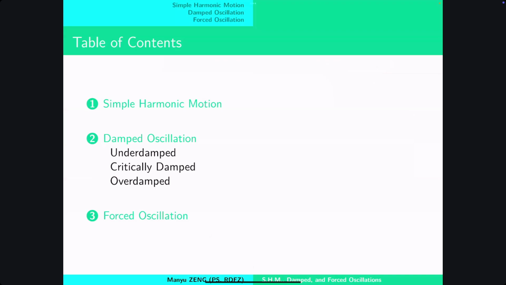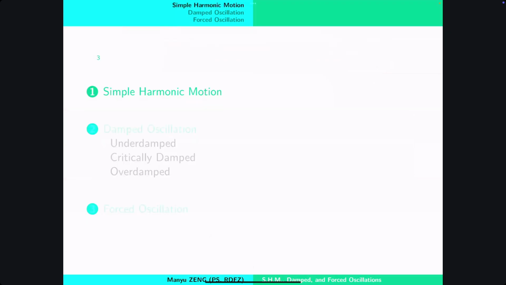So this is my table of contents. First, we will introduce three types of oscillations. The first one is simple harmonic motion, which is the simplest oscillation. The second one is damped oscillation. And the third one is forced oscillation. So let's see the simple harmonic motion first.